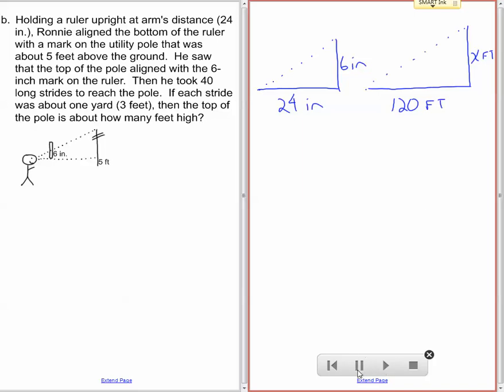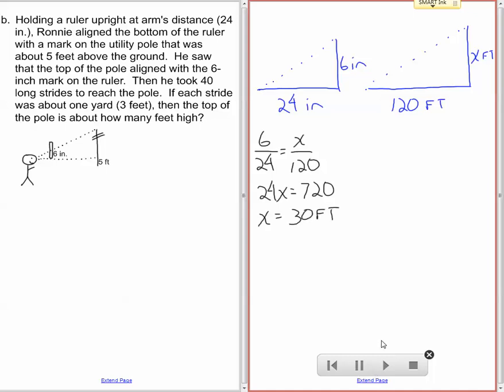That creates a triangle. Now, these are similar triangles, number one, because they're both right triangles, and I know this angle down here in the lower left is the same because that's Ronnie's line of sight through the 6-inch mark of the ruler and to the top of the telephone pole. So we can set up a proportion to find this height of the telephone pole. We'll see this 30 feet.